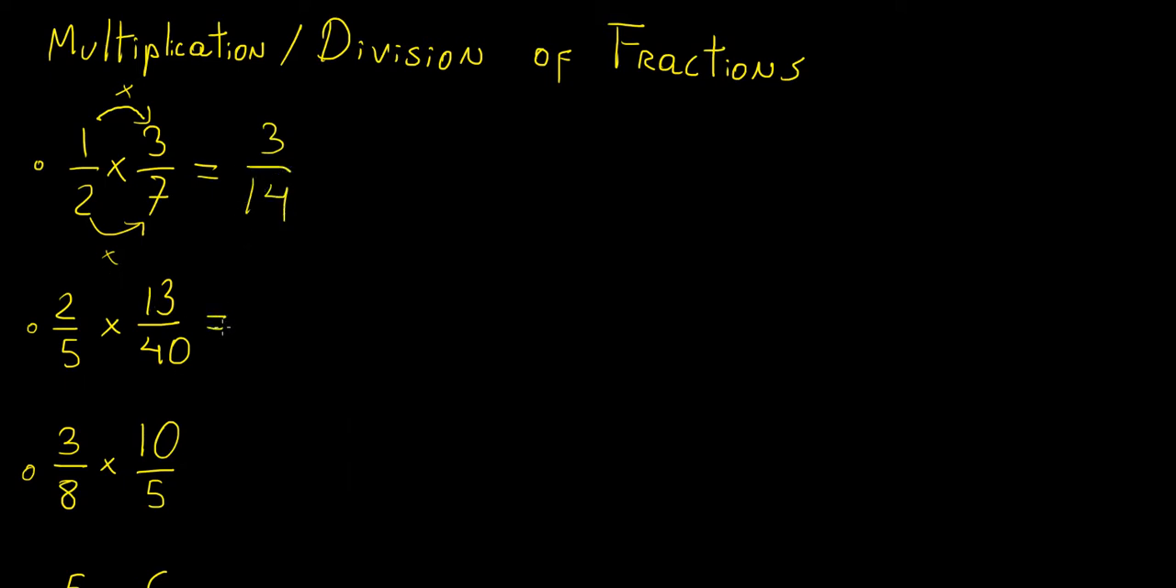Let's do it with this one. We have 2 times 13, that's 26. And then 5 times 40, that's going to be 200. Now we can divide each one by 2, so that becomes 13 on 100.